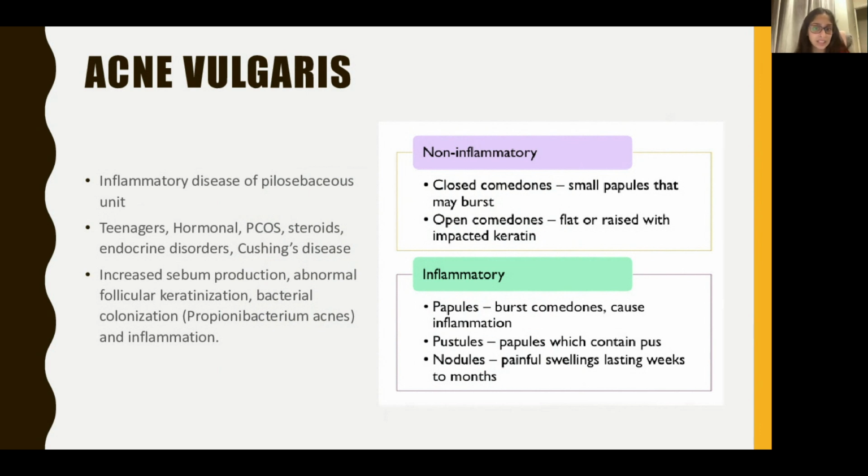So as I pointed out before, there are a few different types of lesions that we can see in acne. So we would see closed comedones. So these are small papules, open comedones, which you might see a bit of impacted keratin, which gives it pigmentation in the center, and they may be flat or raised. And then we have the inflammatory lesions. So this can include papules. These can include pustules and nodules, which are painful and swollen, and they can be quite large as well.